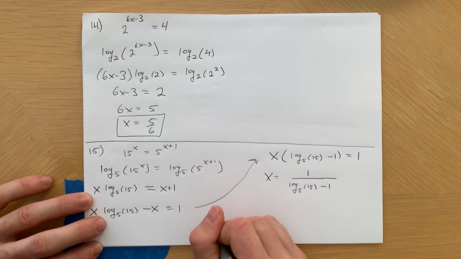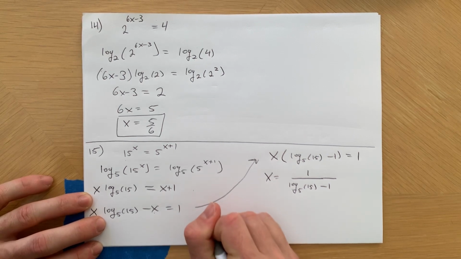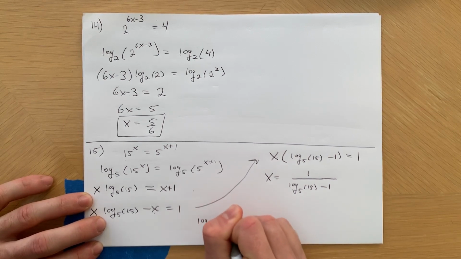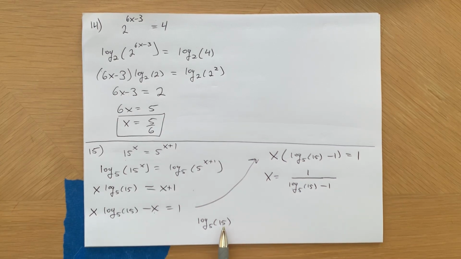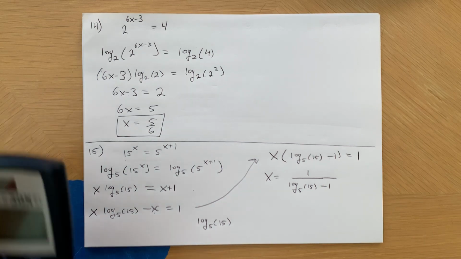So let's do that down here, just off to the side. So log base 5 of 15. On your calculator, you can't just type in log of 15 because the base here is 5. And pretty much no calculator has a log with a base of 5 on it. So this is the calculator I have.